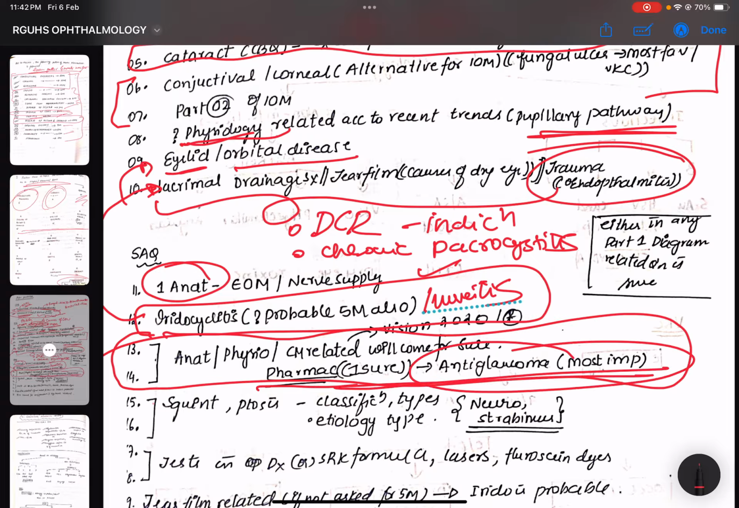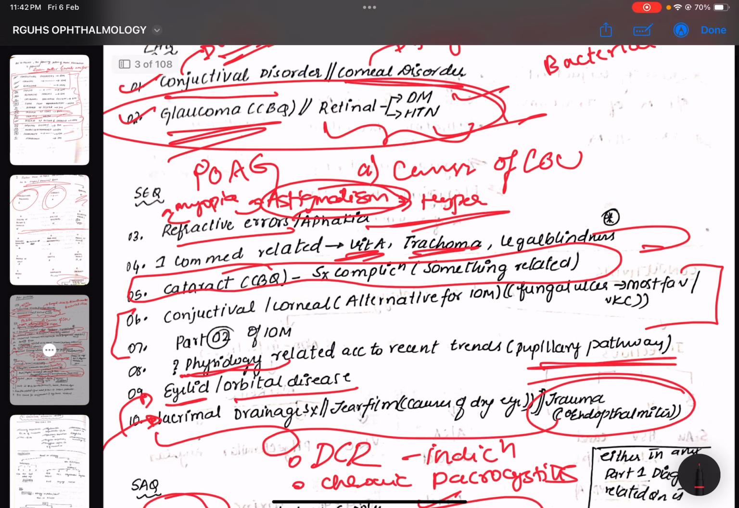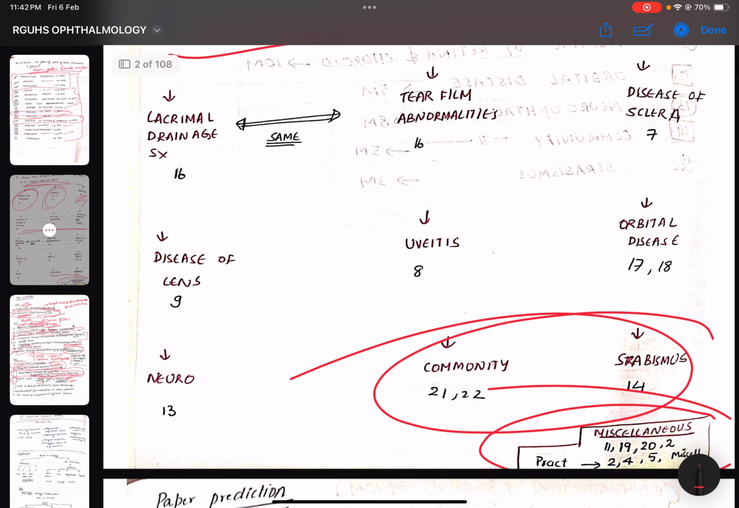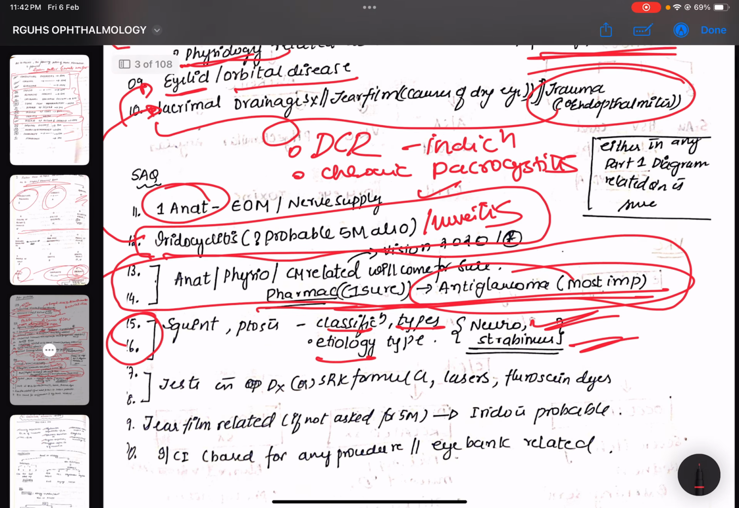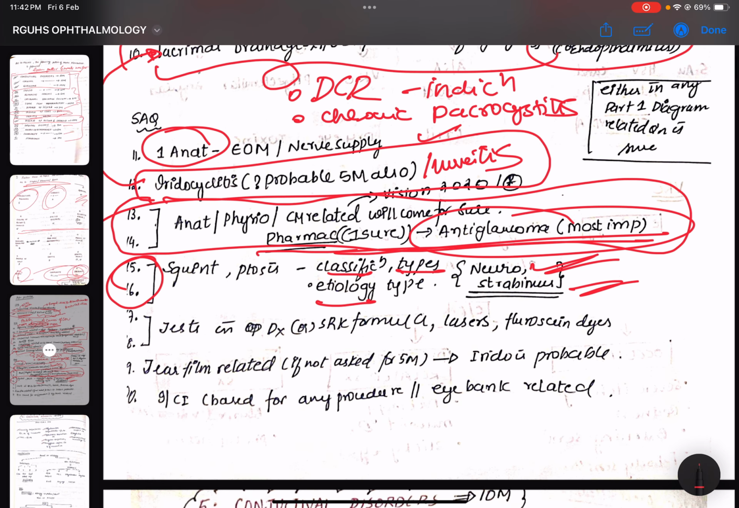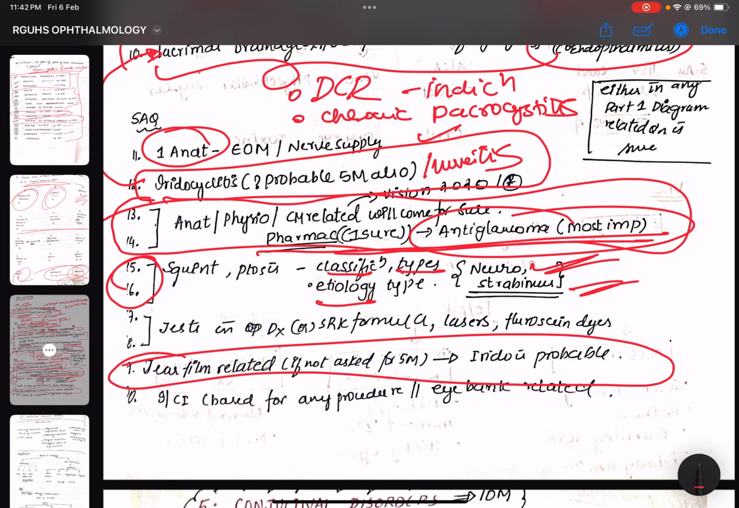Okay, and the next two questions are something related to classification or types or etiology, something related to neuro-ophthalmology and strabismus under this part. Okay, this is what is being asked as one of the questions. Then again, one question related to tear film. That is something which they will ask. For example, what is the composition of tear film, or something related to that.